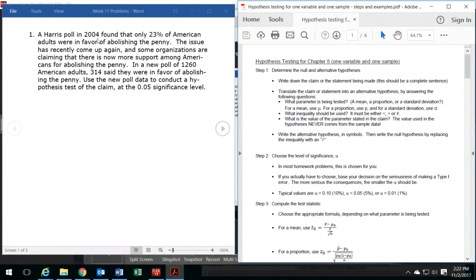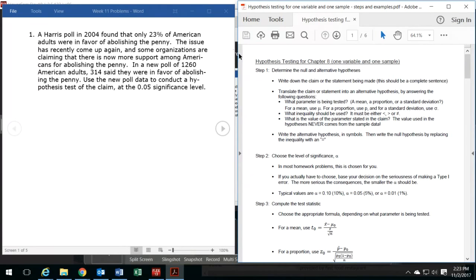In this one, a poll in 2004 found that only 23% of American adults were in favor of abolishing the penny. And the issue has come up again recently, and now some people are claiming that there's more support among Americans for abolishing the penny than there was in 2004. So a new poll was done, and out of 1,260 adults, 314 said they were in favor of abolishing the penny. So what we're going to do is use the new poll data to conduct a hypothesis test of this claim at the 0.05 significance level.